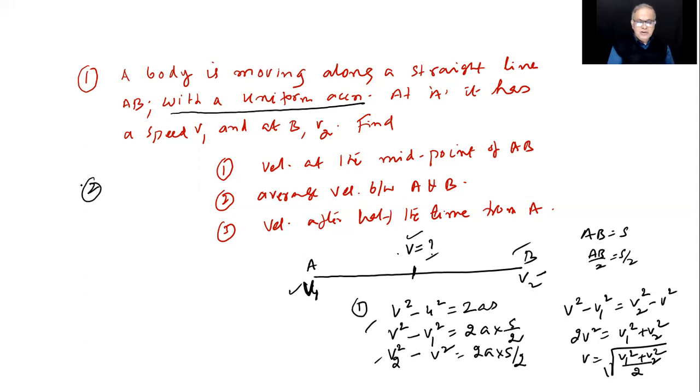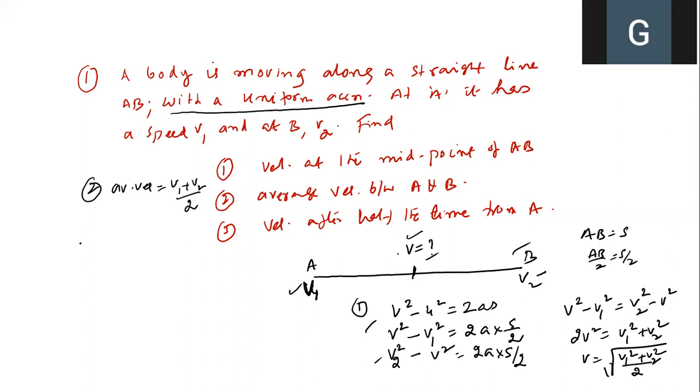Now the second answer, how do I do it? Average velocity between A and B. I need not do it because we already know. If the acceleration is uniform, average velocity is initial plus final by 2. I proved it already previously.